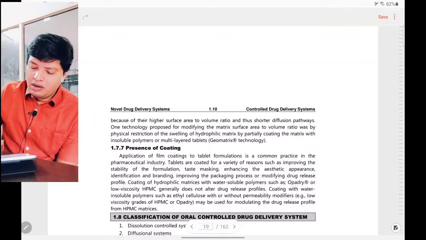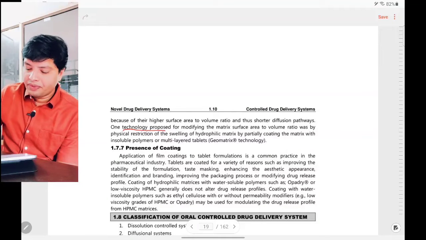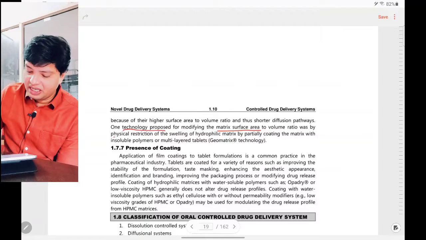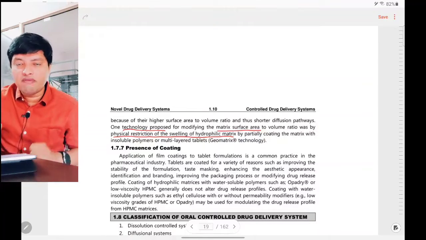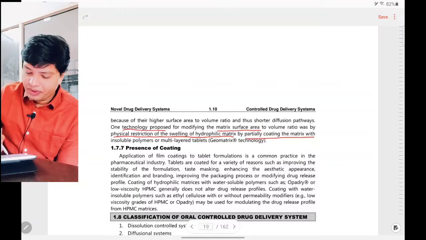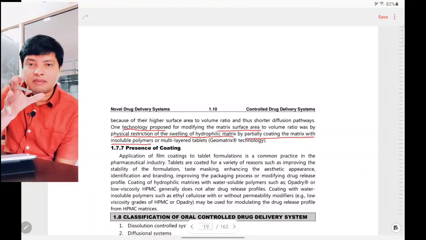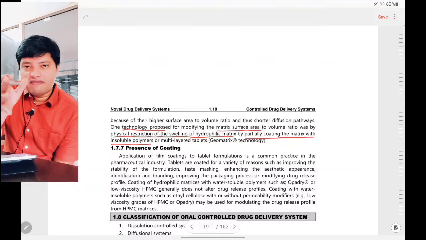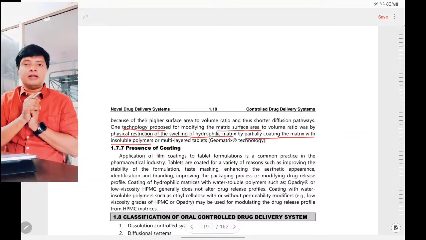So we have one technology here which is proposed. For example, I am telling how to do that: modifying the matrix surface area to volume ratio. Surface area to volume ratio is modified by physical restriction of swelling of the hydrophilic matrix. How can you do that? By partially coating with matrix insoluble polymers. What I am trying to say is, you can manage the tablet surface area by physically restricting the swelling of the polymers.